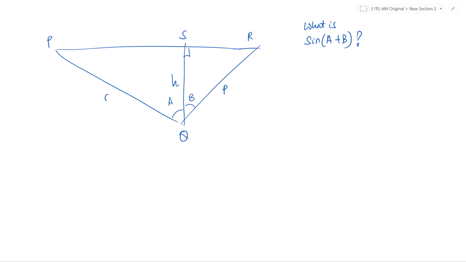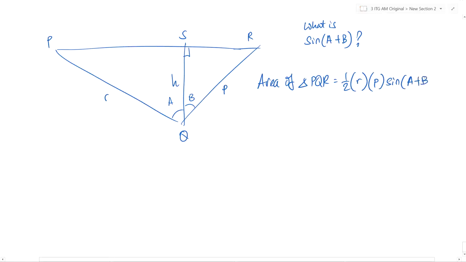What is the area of this big triangle? You see 3 triangles, right? What's the area of the big triangle PQR? It is half, PQ which is R, then the other side, P and sine A plus B. Okay, so you see I got my sine A plus B appearing already.